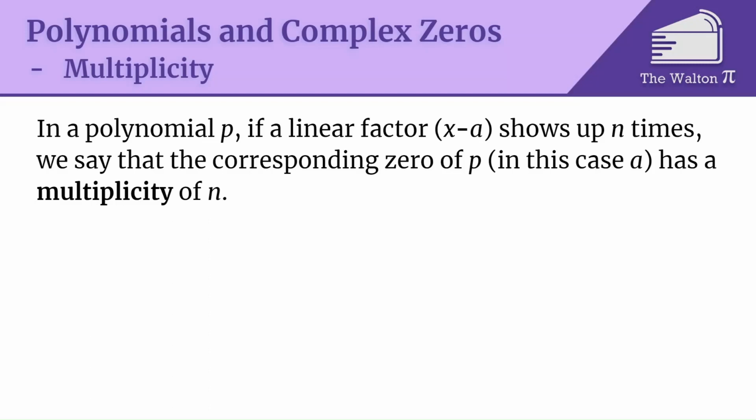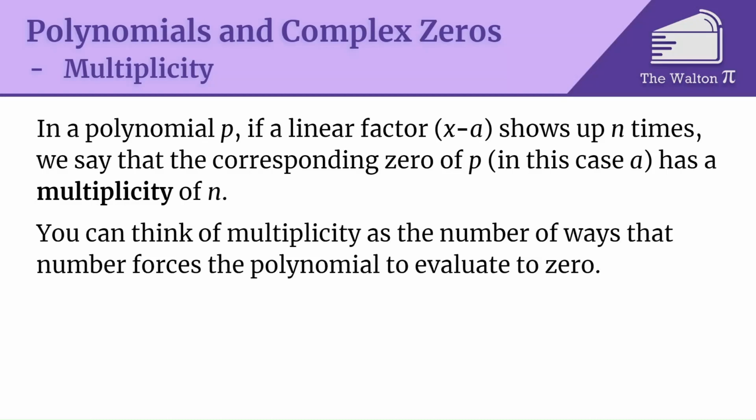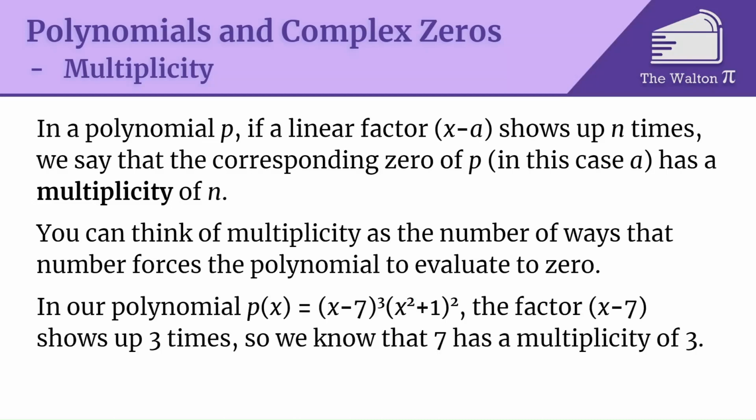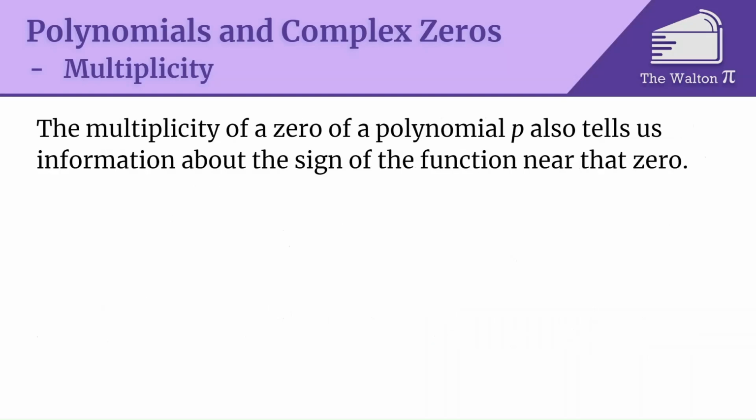Multiplicity tells us how many times a factor shows up, how many multiples of x minus a are in that polynomial. So you can think of multiplicity as the number of ways that that specific number is forcing the polynomial to evaluate to 0. So in our polynomial, p of x is (x minus 7) cubed times (x squared plus 1) squared. The factor x minus 7 shows up 3 times. So that tells us that 7 has a multiplicity of 3 as a 0 of our polynomial.